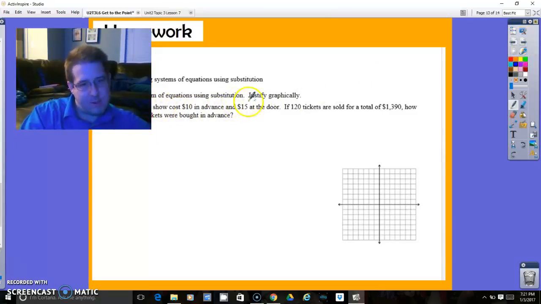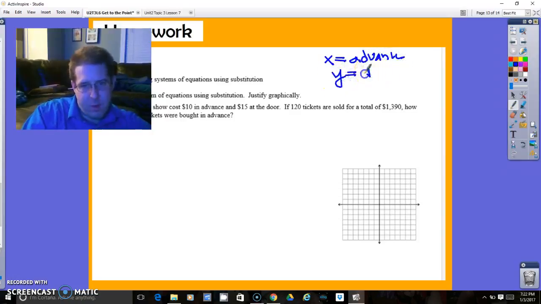Tickets to a show cost $10 advance. So if my memory serves me right, we got adult tickets and child tickets. So I'm going to let X equal, okay, I better read it. Tickets to the show cost $10 in advance and $15 at the door. Okay, so X is going to represent in advance, and Y is going to represent when you buy tickets at the door.